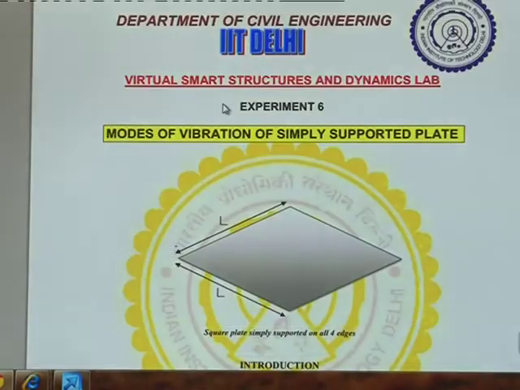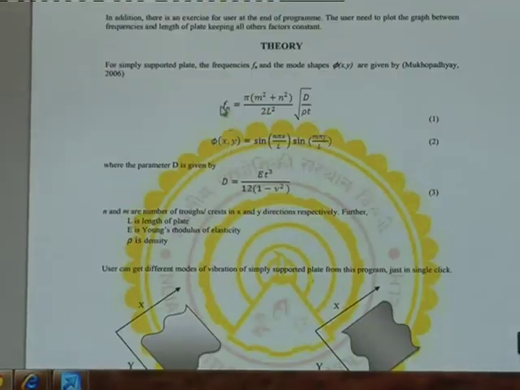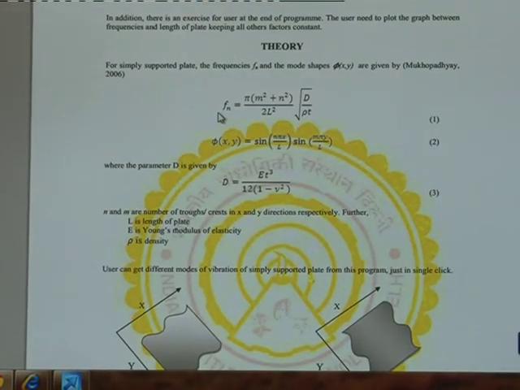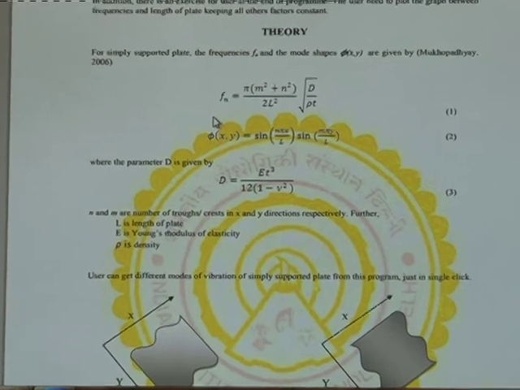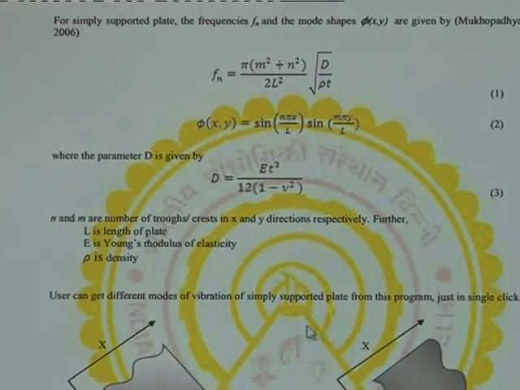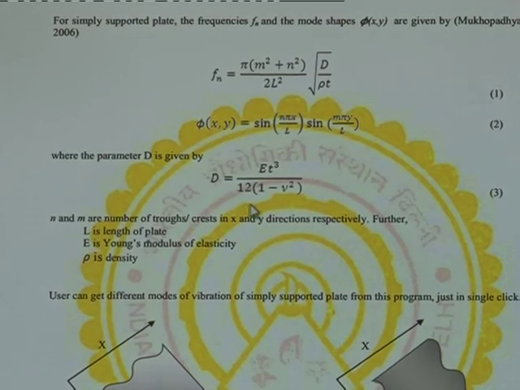Hence, if we go to the manual, we can see that the natural frequency is given by Fn equals pi times (m square plus n square) by twice L square, times the square root of D by rho t, where we can get the different modes of vibration for the simply supported plate in both the x and y directions. And D is the parameter given by E t cube by 12 into (1 minus v square).